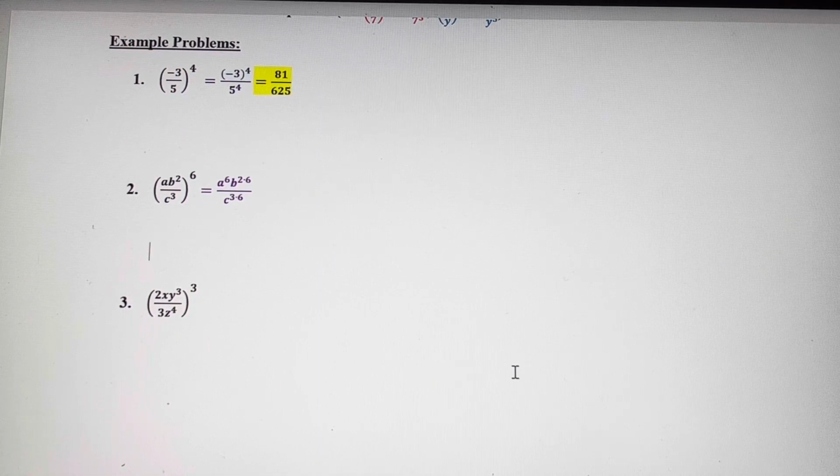When I simplify the numerator, I get a to the 6th, b to the 12th. And then when I simplify the denominator, I get c to the 18th. So that's going to be my answer. Notice all these variables are different, so there's nothing I can do to simplify any further.